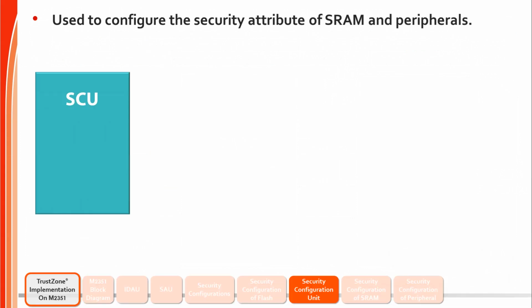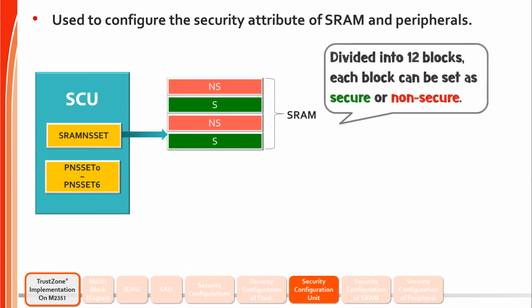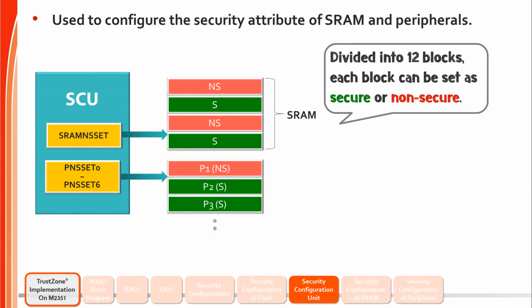The SCU contains a set of control registers to configure the security attributes of SRAM and peripherals. The SRAM is divided into 12 blocks. Each block can be set as secure or non-secure individually. Similarly, each peripheral can be configured as secure or non-secure.